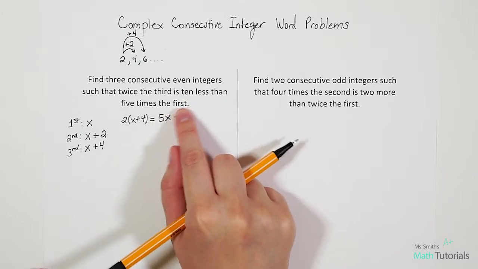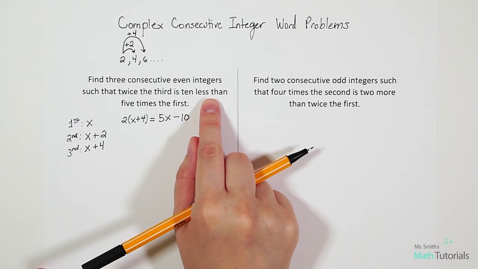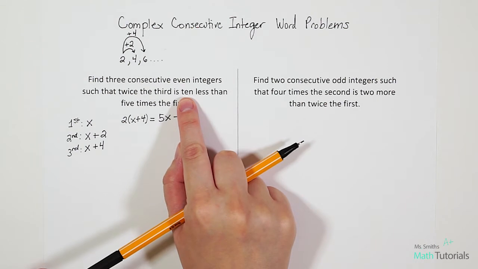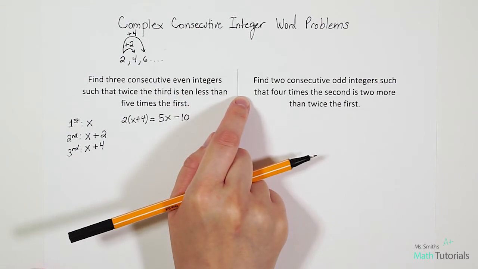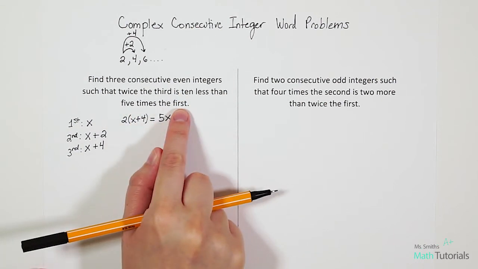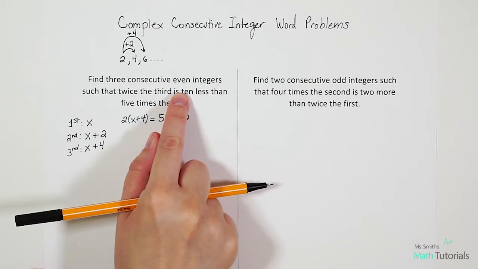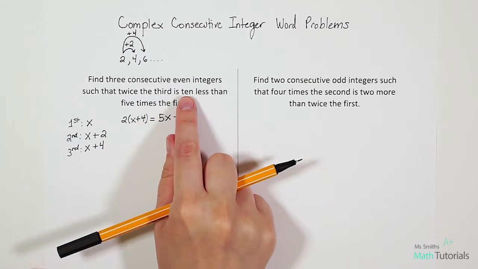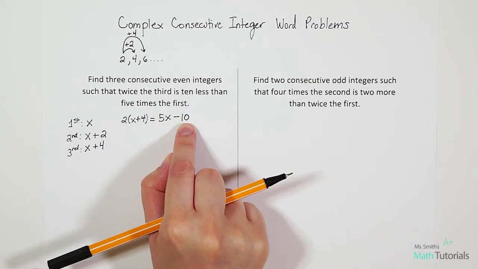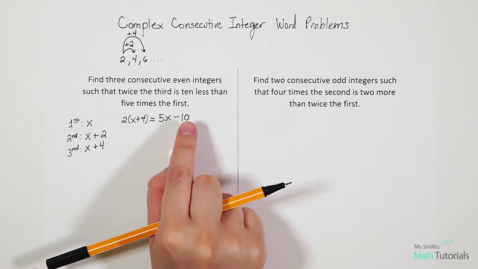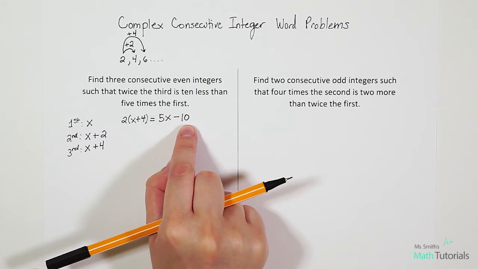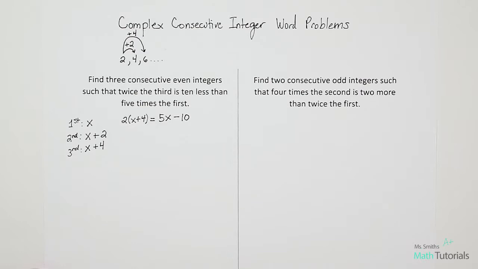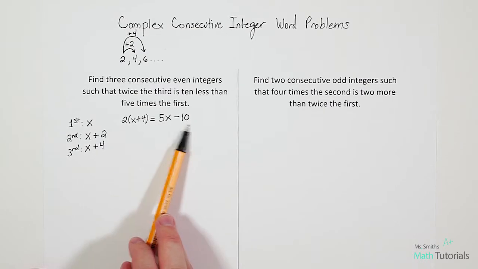Less than, in this context, is indicating to us subtraction, but it's what we call a switch word. And what that means is whatever is in front of the words less than gets moved to the back, and whatever is behind the words less than gets moved to the front. So you see how we said 10 less than 5 times the first. We put the minus 10 in the back, and the 5 times the first in the front. So now we've got this equation set up.